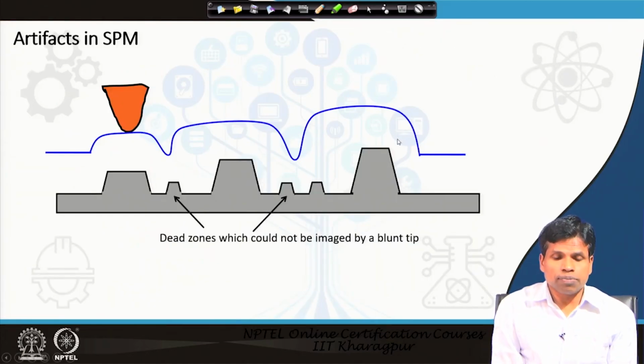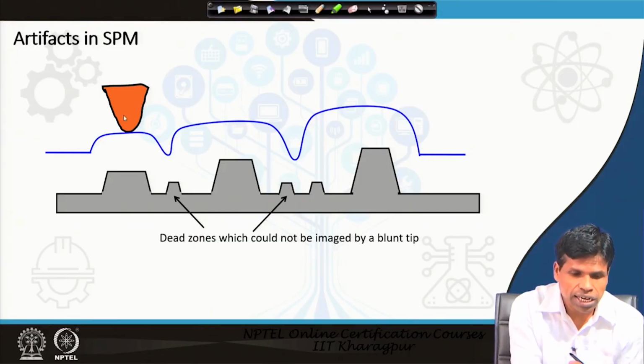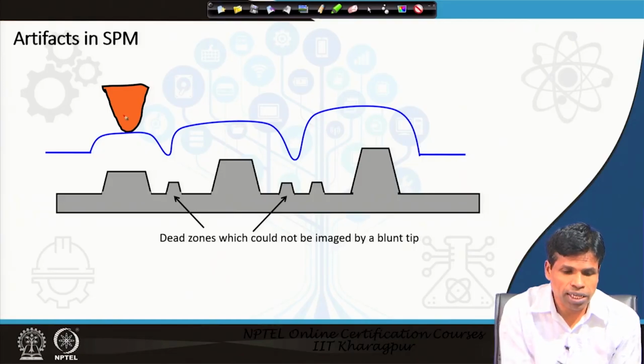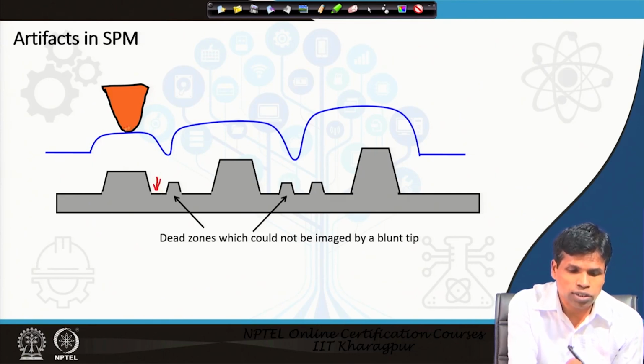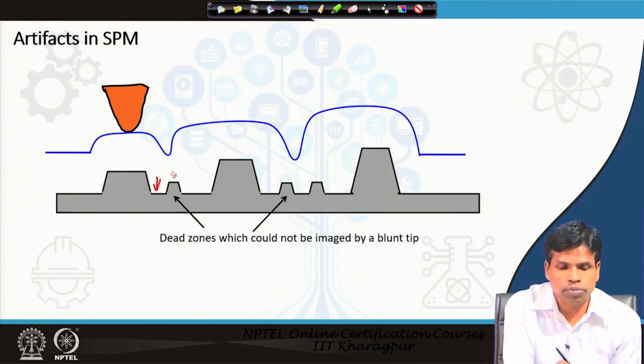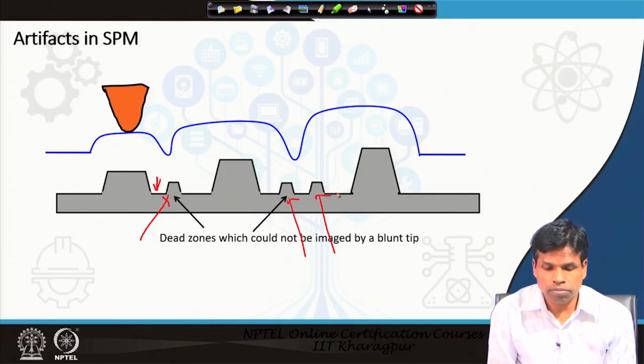And such artifacts again can lead to images that do not provide actual information of the sample. As you see in these cases, the tip does not have a very high aspect ratio, therefore, the tip cannot come close to the sample. As soon as it starts coming here, it has to go up, because we measure constant current, and thus these regions cannot be actually seen in the image.